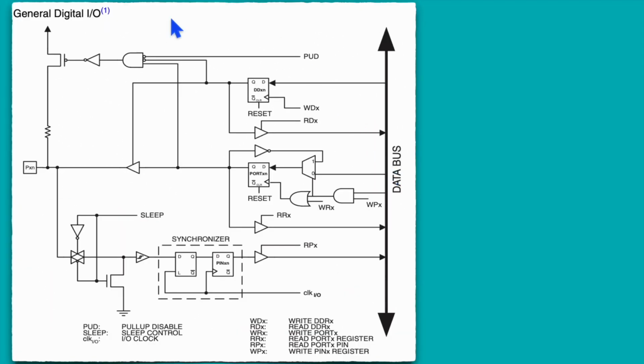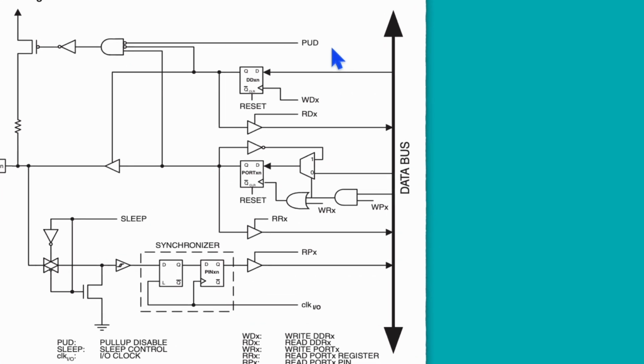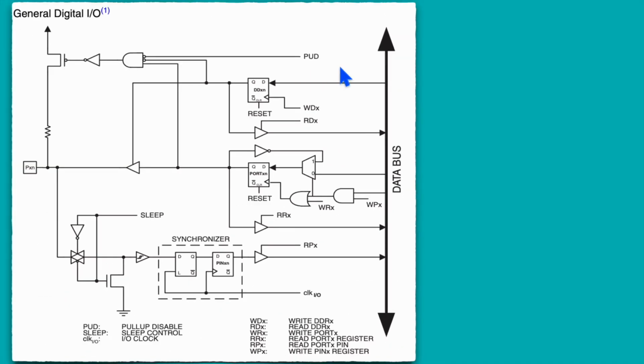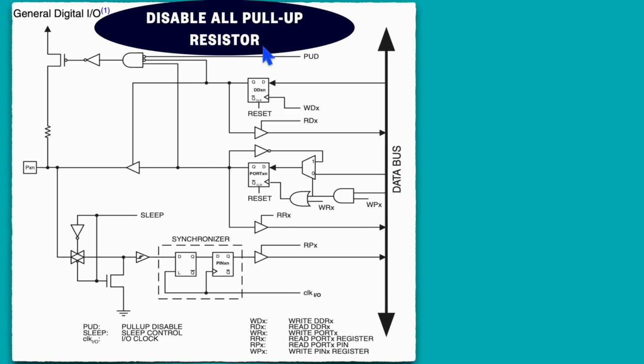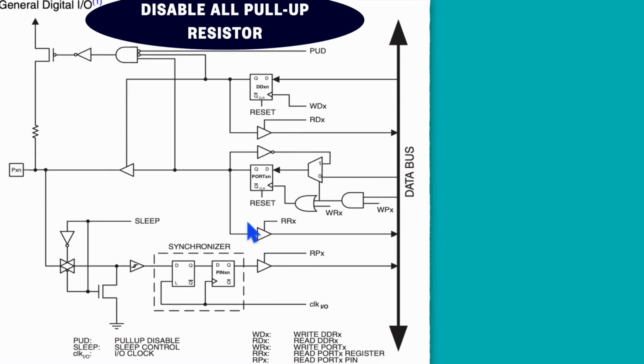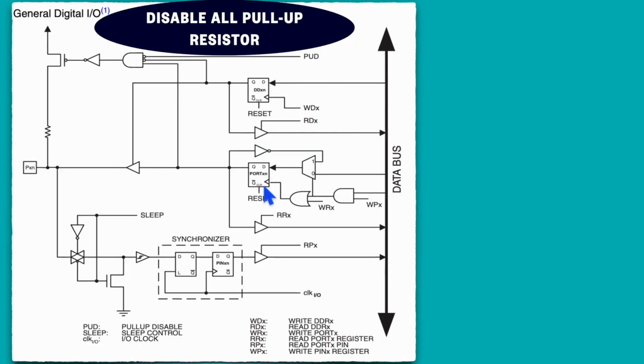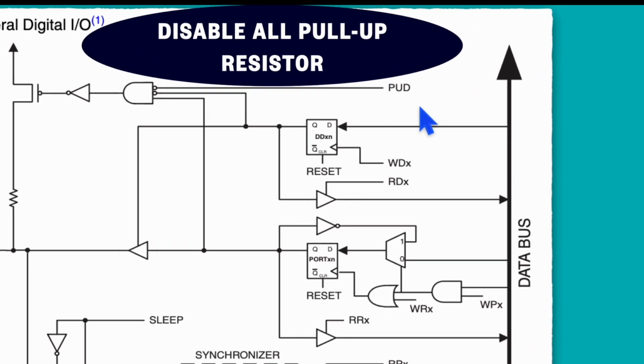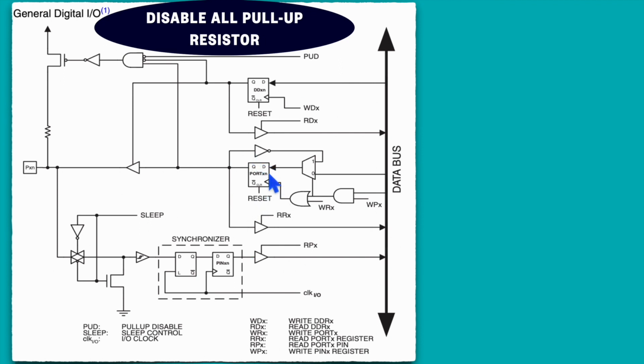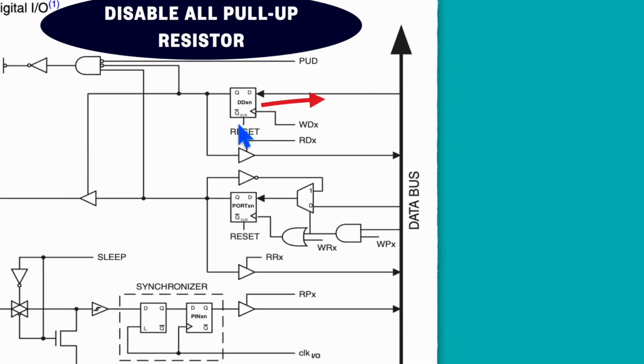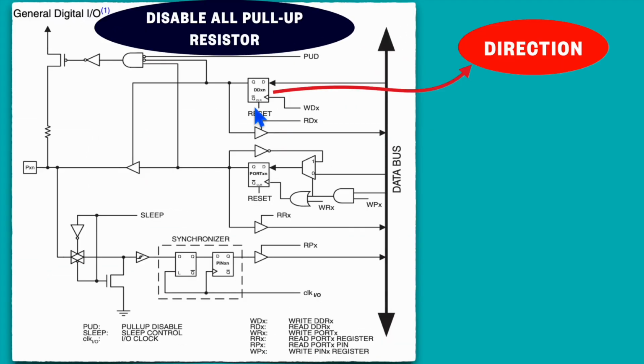And this is the overall diagram. Here you see the pull-up disable bit. This bit is present in a control register. With the help of this bit, you can disable all pull-up resistors. Actually, PORTxn is to select the pull-up resistor for individual pins. But if the pull-up disable bit is enabled in the control register, even though you are selecting the pull-up from here, it will not be selected because you made this bit high, which will disable all pull-up resistors.